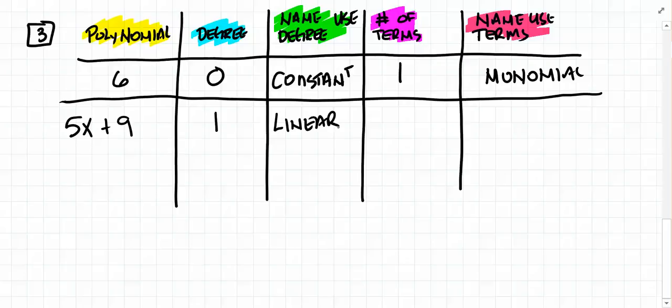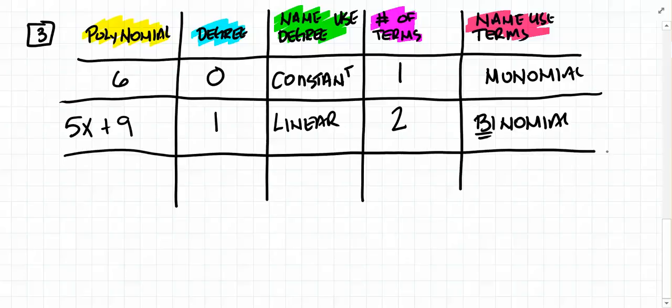We'll call it linear. How many terms does this thing have? This thing has 2 terms. It has 5x and it has a 9. So if it has a two-termed polynomial, we call that a binomial. That makes sense because bi means 2, like a bicycle, right? There's 2 wheels. Okay.